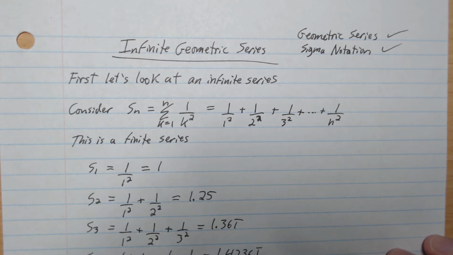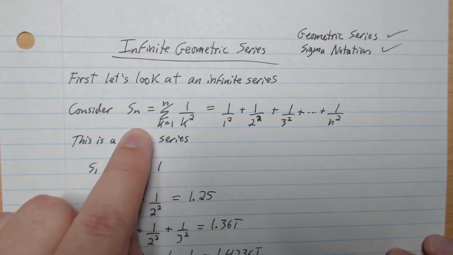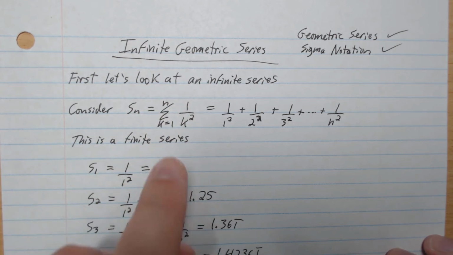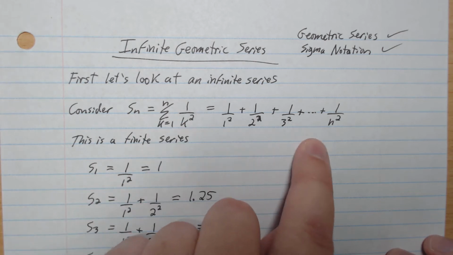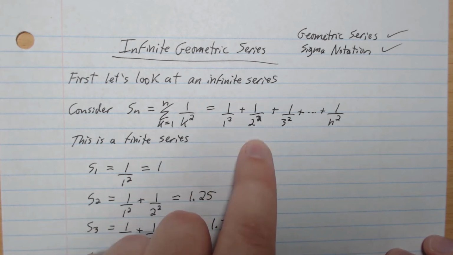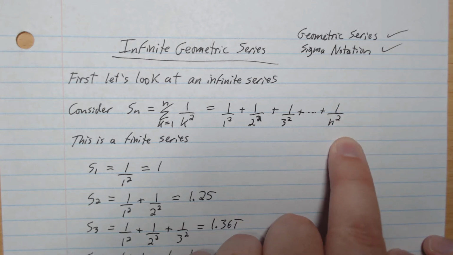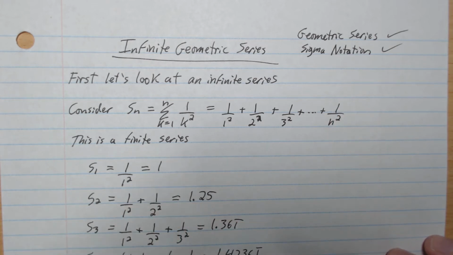series. So let's consider this series here, Sn, where we're going from 1 to n of 1 over k squared. Right, so that's sigma notation, and if we expand it, 1 over 1 squared plus 1 over 2 squared plus 1 over 3 squared, all the way to n, 1 over n squared. And this is a finite series.